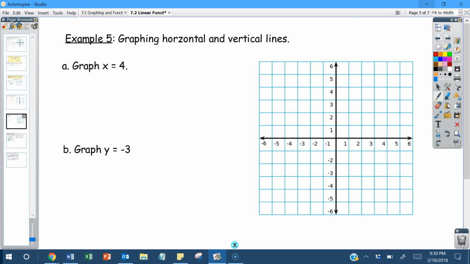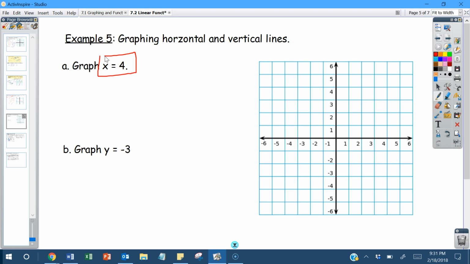Okay. There's a few other kind of special lines. We'll call them horizontal and vertical lines, and we kind of know what those words mean already. But their equations look a little bit unique. So let's look at this first equation. This is the equation x equals 4. Notice it doesn't look like slope-intercept form or anything. You don't have a y in there. All you have is that x is equal to 4.